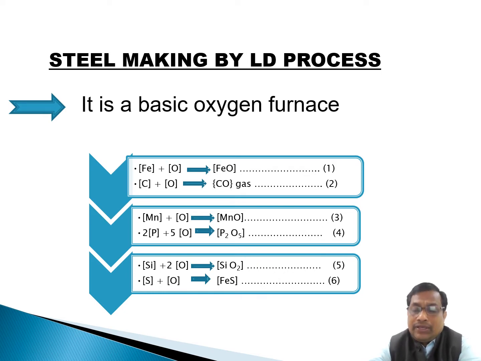Whenever we are giving oxygen, the impurities will definitely oxidize to their oxide state. Whatever carbon is there will convert into carbon monoxide, which is a gas. But what happens to manganese? Manganese will oxidize to MnO, manganese oxide. Phosphorus similarly will be oxidized to phosphorus pentoxide, P2O5. Silicon will be oxidized to silica, SiO2. Sulfur is something different. Actually, sulfur is present in a combined form as FeS.